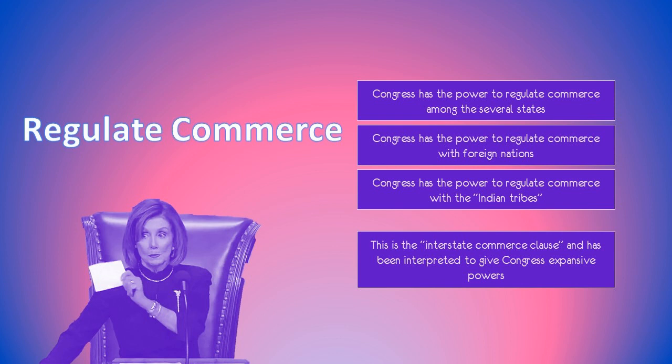All right, here's our Commerce Clause. We'll go through this real fast because we've talked about it a ton. You guys should be experts on the Commerce Clause here. But Congress has the power to regulate commerce among the states. That's our Interstate Commerce Clause. Congress has the power to regulate commerce with foreign nations, which means that states don't get to do this, but only Congress can regulate foreign trade.